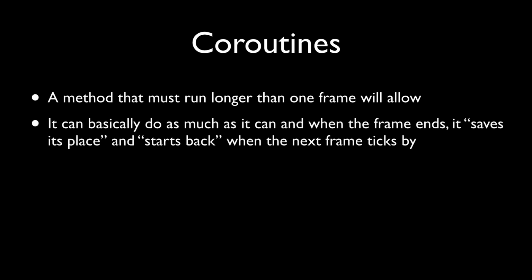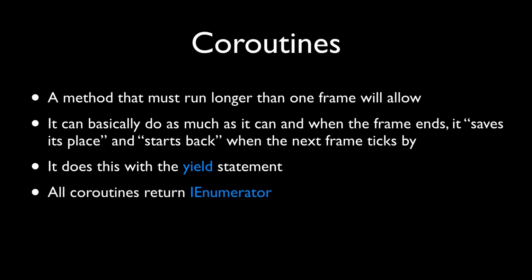So you can think of it this way. You're basically telling your program to do as much as you can within the confines of a frame, but don't hold up the execution of the rest of the game. Basically, you're telling it to stick a thumbtack in it. So we'll put a pin in it, come back to it on the next frame, and that's exactly what happens. And you do that with a special keyword called yield, and it pretty much does what you think it does. It says, hey, let's put a bookmark here, and we'll come back to this computation as soon as the next frame starts. All coroutines have a return type of IEnumerator.